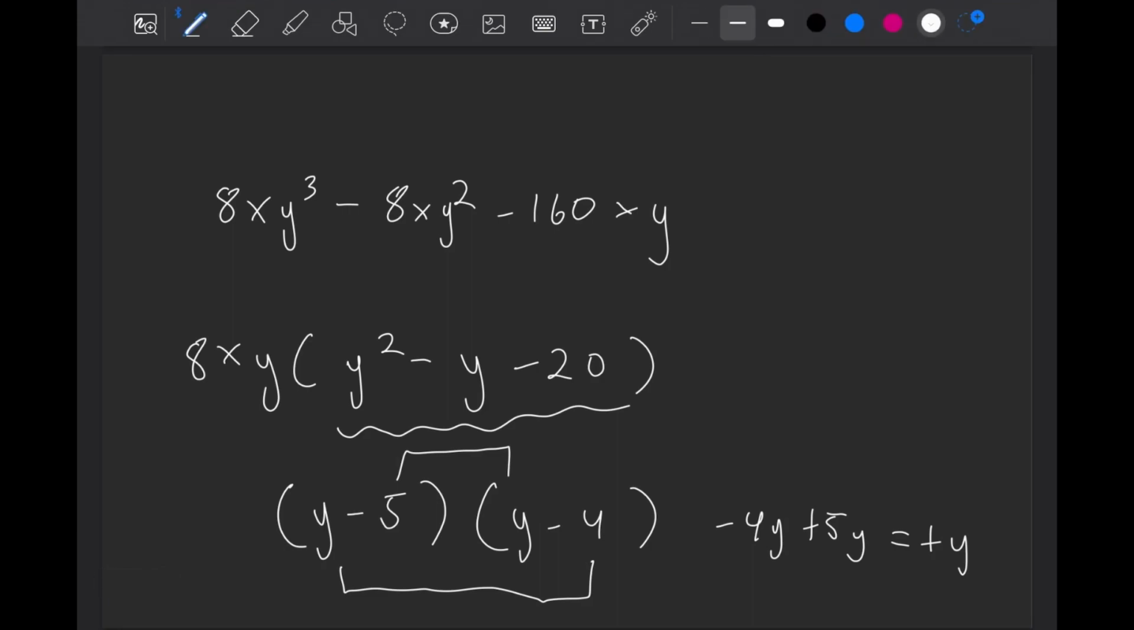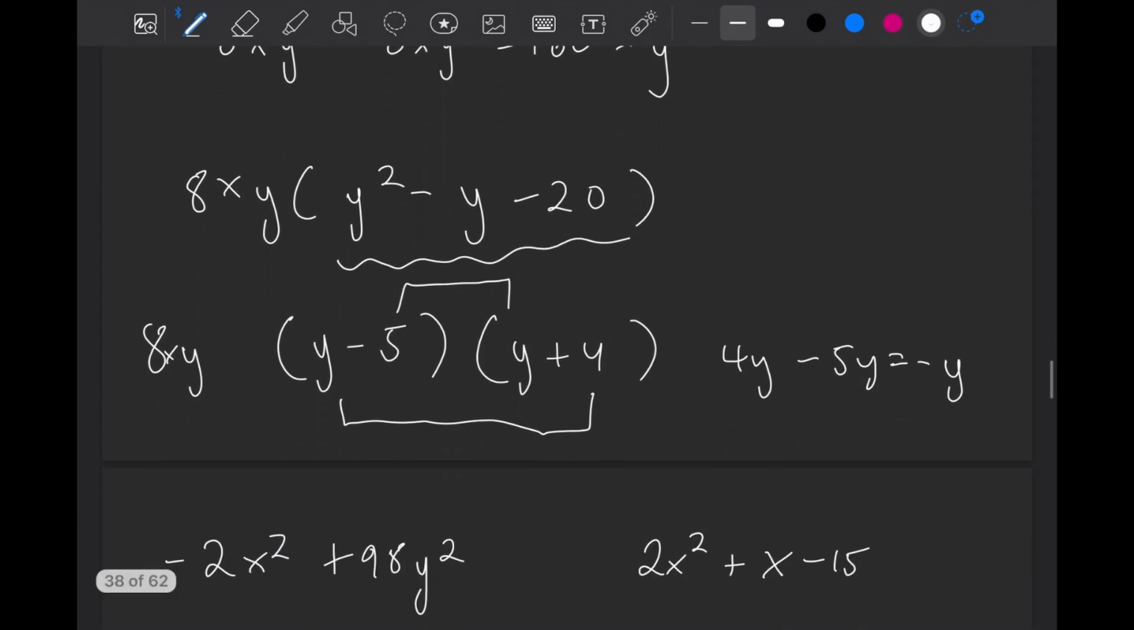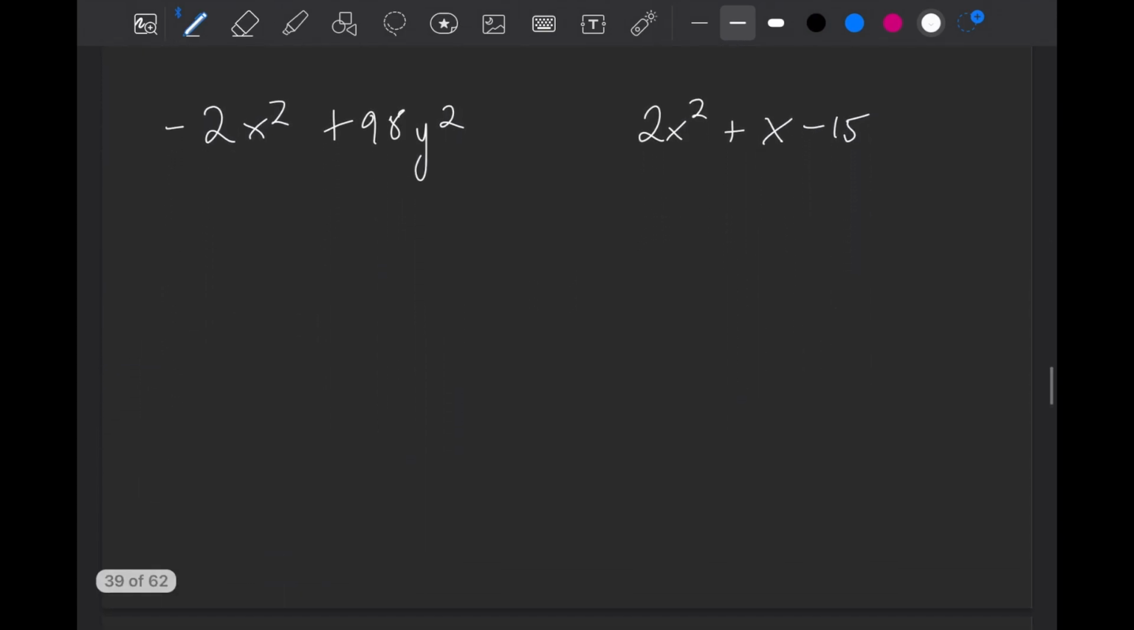Now I would try just flipping the signs. If I check, I would get 4y minus 5y, which would add up to be minus y, which is the middle term. So that works. Our final answer would be 8xy on the outside, y minus 5, y plus 4. Try these ones.